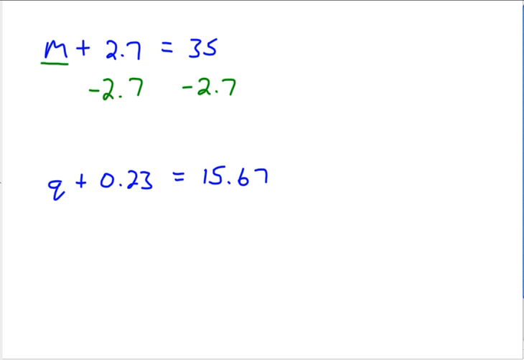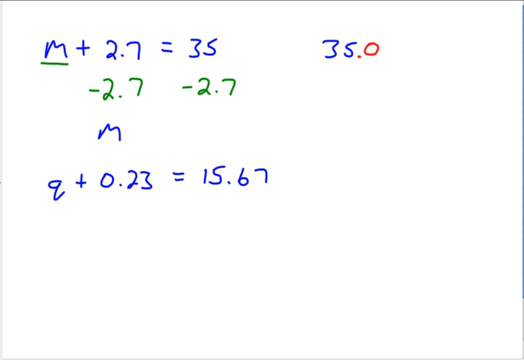So on the left side, this positive 2.7 minus 2.7 cancels out, leaving just the m. And on the right side, I'm going to move my calculation over here. We have 35 minus 2.7. Well, we need to line up the decimals. There is no decimal on this 35, so we need to reveal it. It's always at the end there.